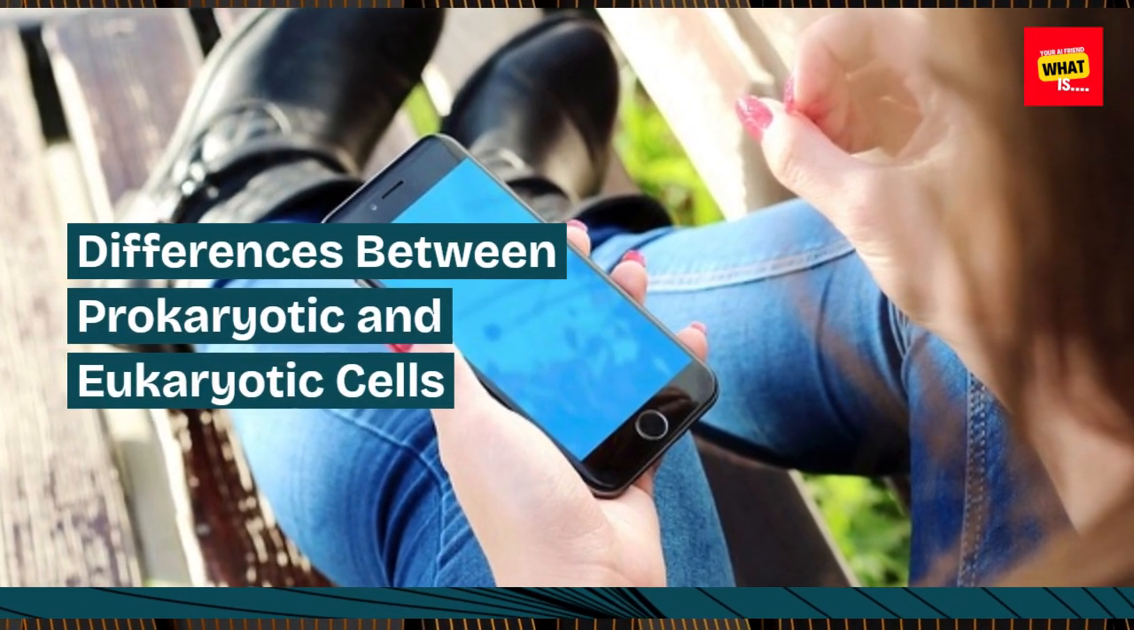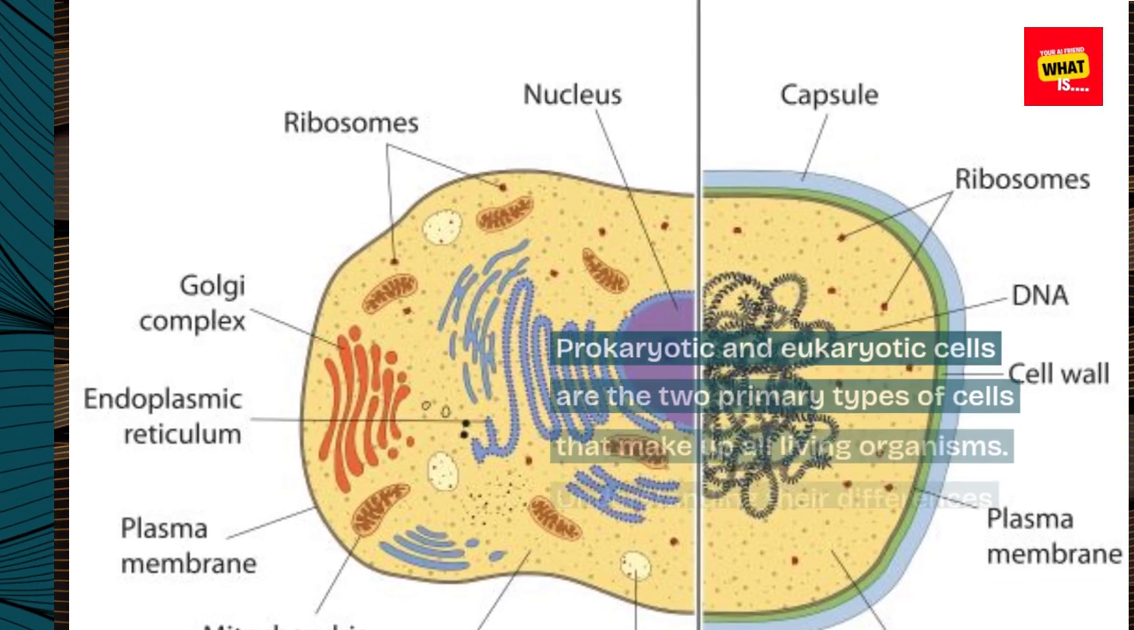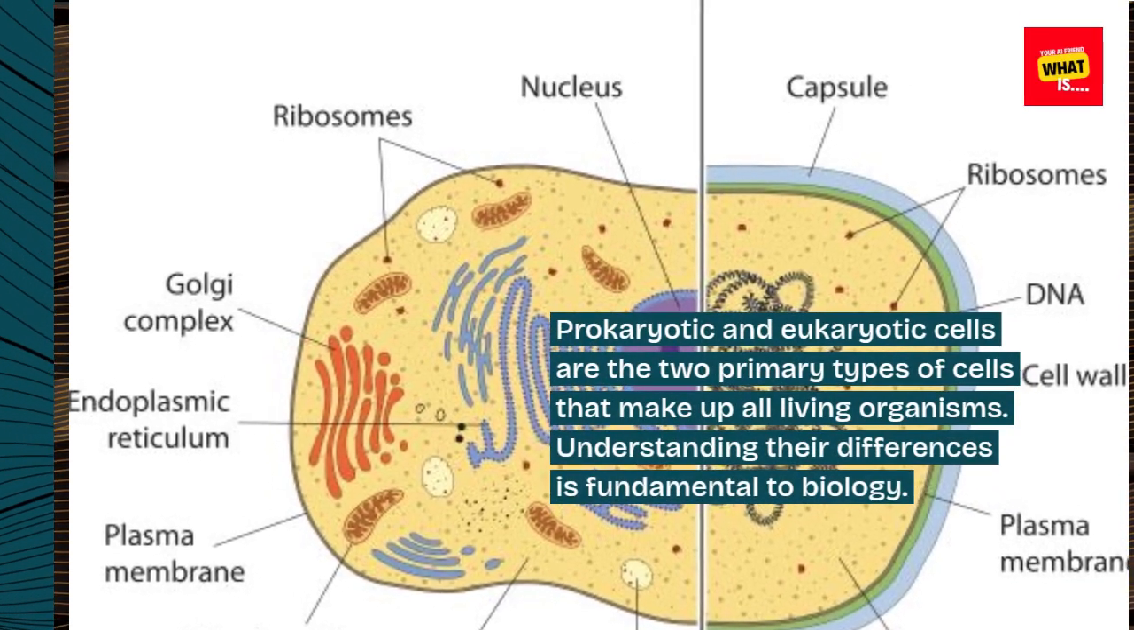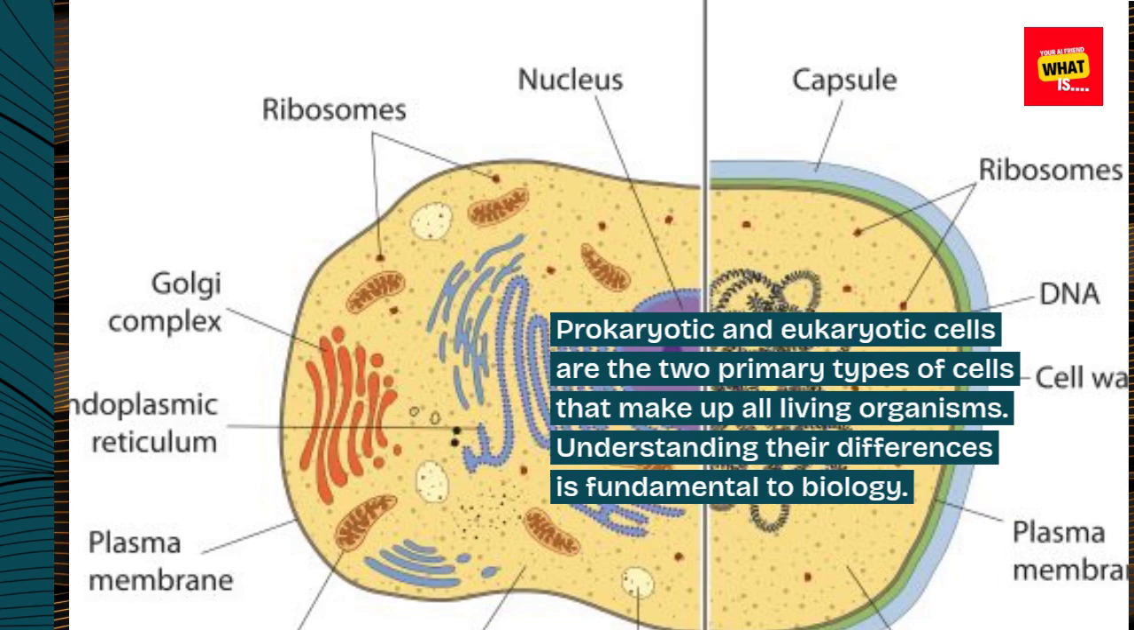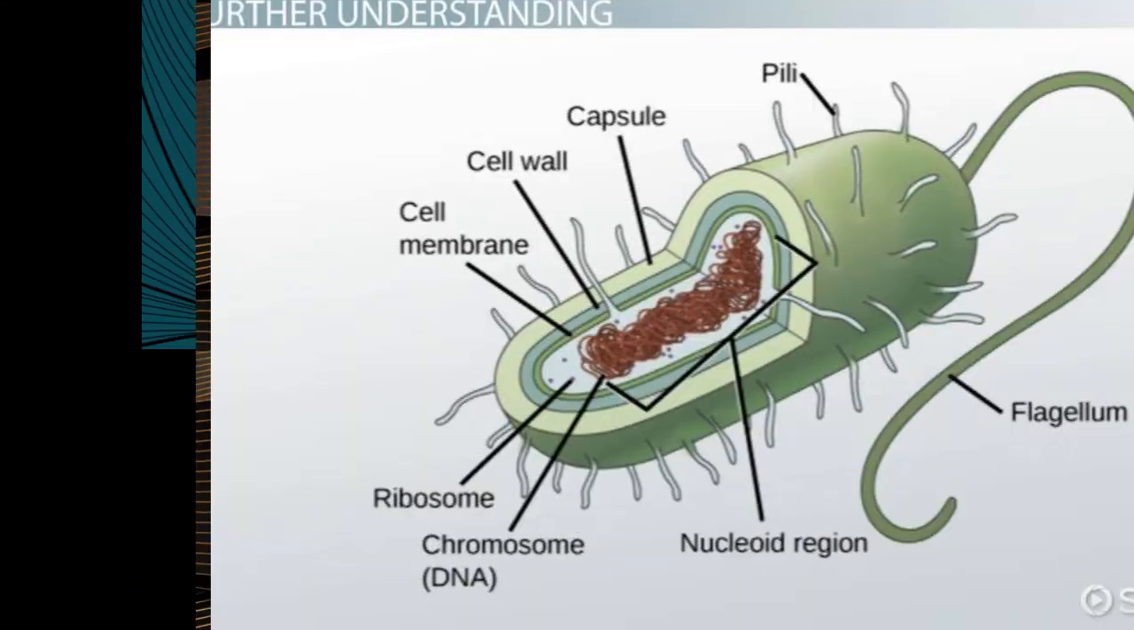Differences between prokaryotic and eukaryotic cells. Prokaryotic and eukaryotic cells are the two primary types of cells that make up all living organisms. Understanding their differences is fundamental to biology.